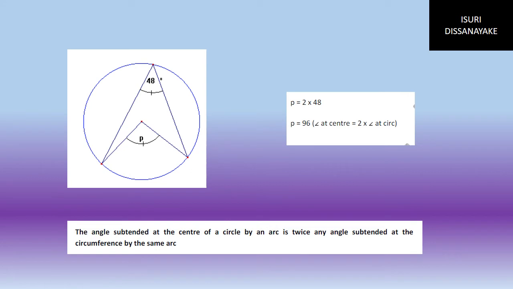I have explained the circle theorem: the angle subtended at the center of a circle by an arc is twice any angle subtended at the circumference by the same arc. So you have to know this circle theorem very well.